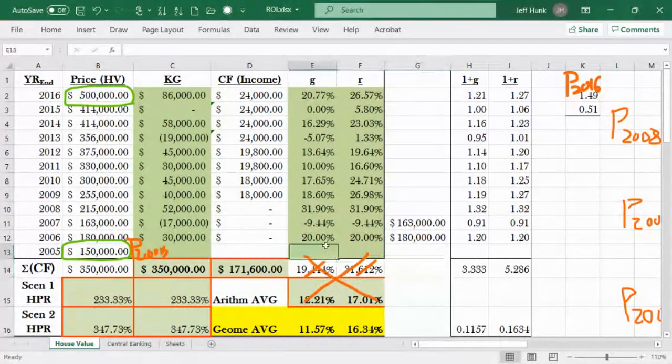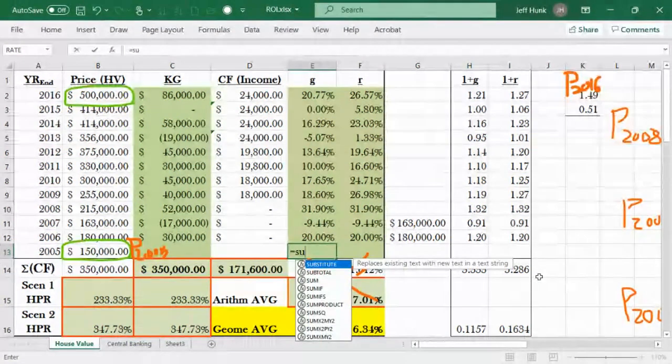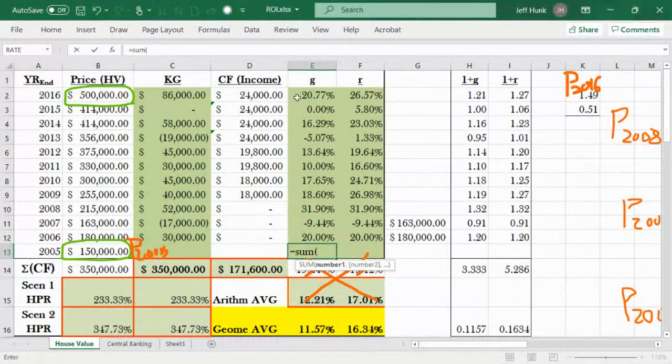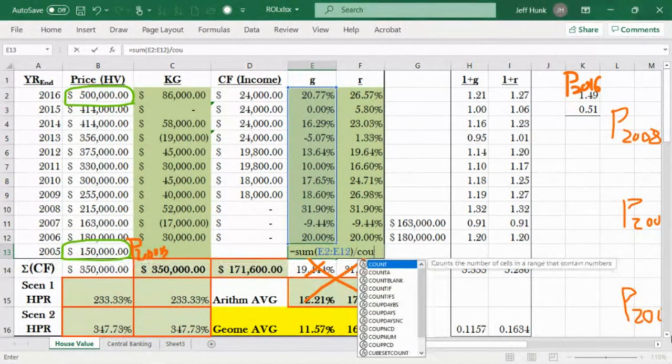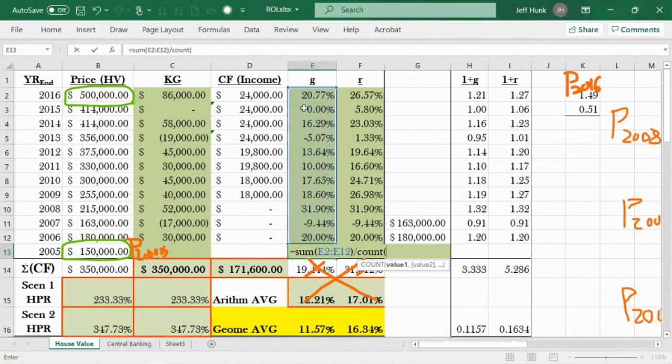Now let's think about it. Since these are annual growth rates, right? Annual growth rates. So what I could do was use the average command. I have 11 data points. So sum everything and divide by 11. But again, I won't do it like that. I want to do the stupid thing. I will simply count E2 through E12. It's going to be automatically 11.